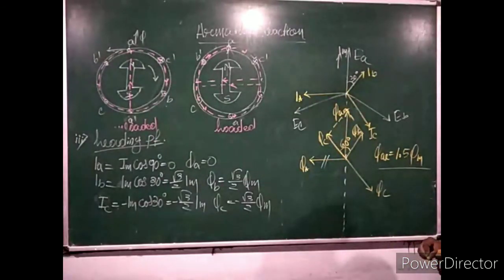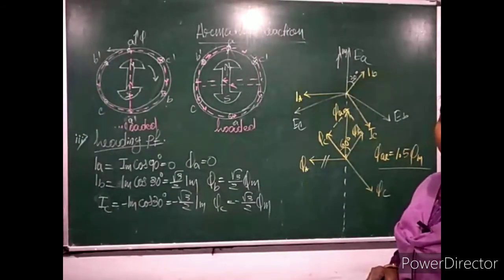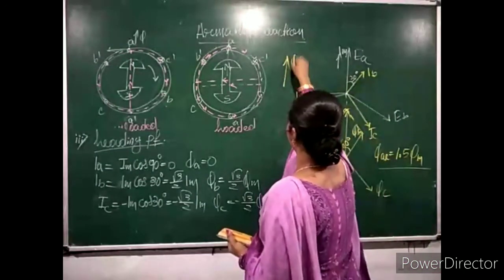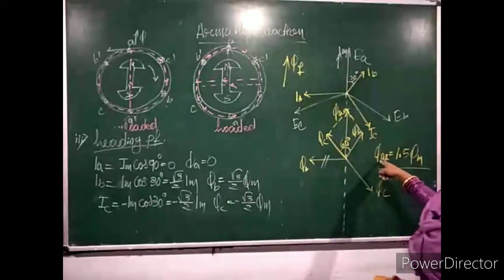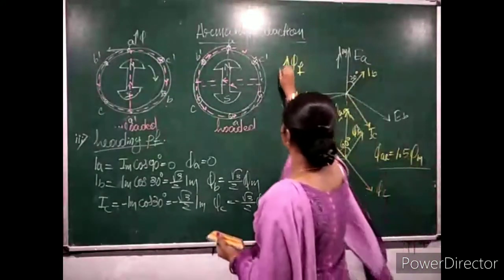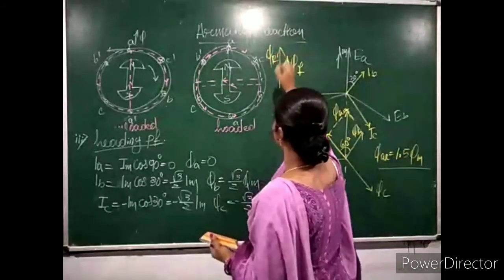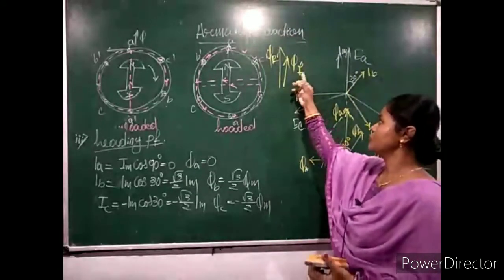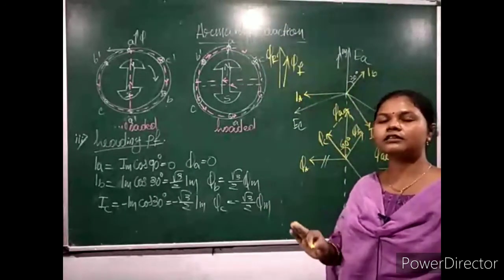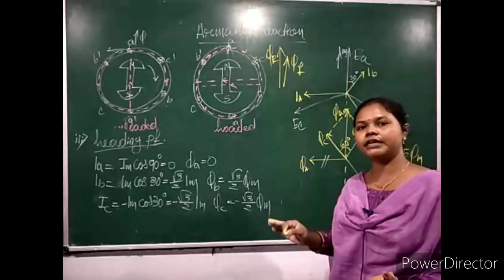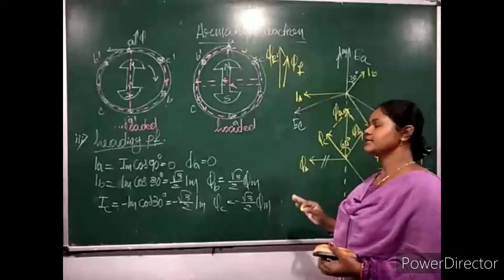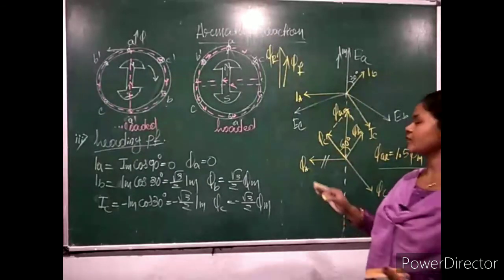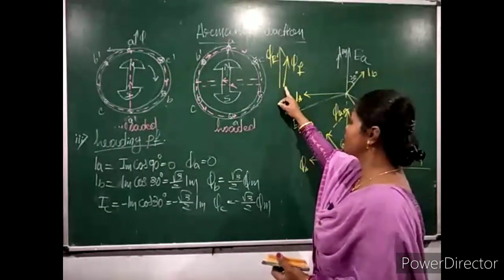Finally, what conclusion you get, students? You see that the main flux or the field flux is upward, and the resultant armature flux is also upward, having greater magnitude than the field flux. In all types of load, that may be unity, leading or lagging, your resultant flux is 1.5 phi M. So in leading power factor, they are of the same direction.